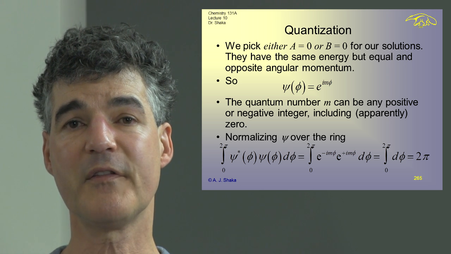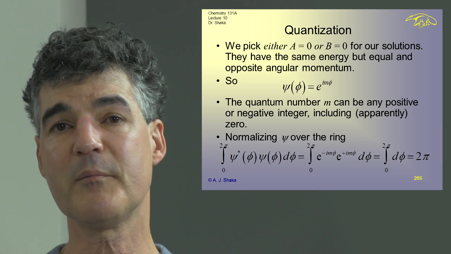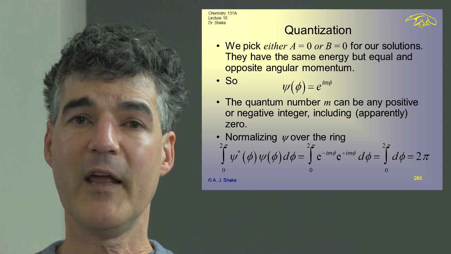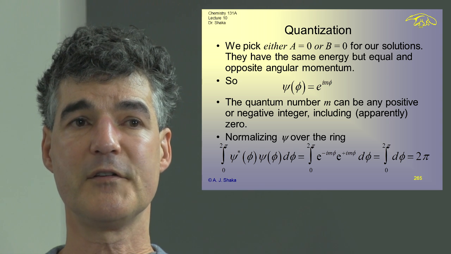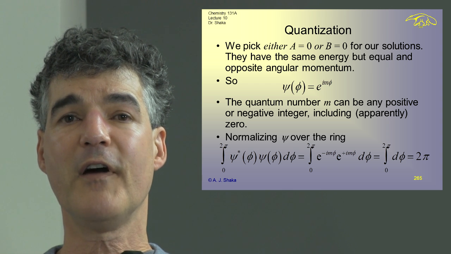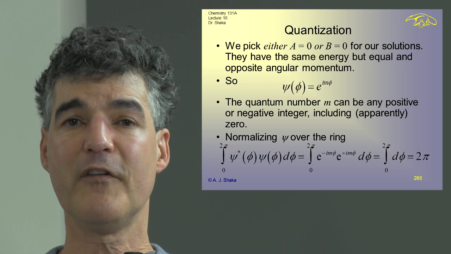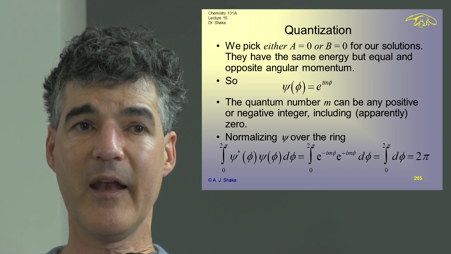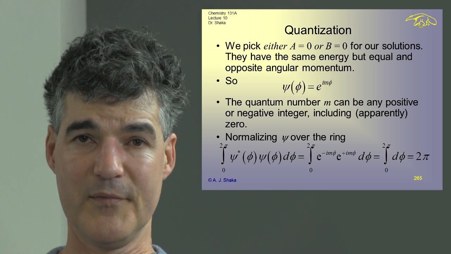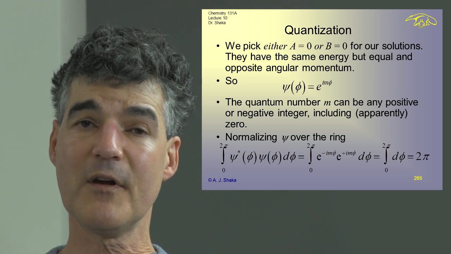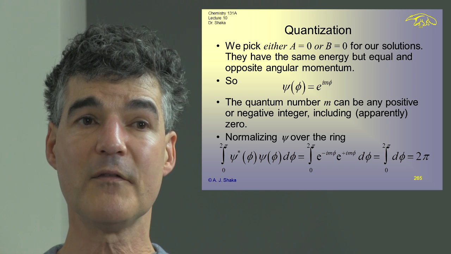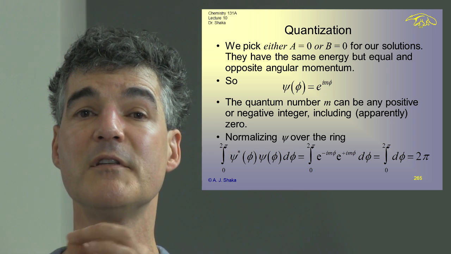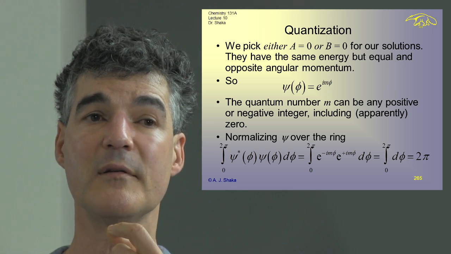And the interpretation then is that the energy is equal, because a particle going this way at some rate and a particle going the other way at some rate have the same kinetic energy. This then is our final solution: e to the i m phi, where m is any positive or negative integer, and apparently 0. It could be 0. Why not? That solves it as well. And that certainly doesn't have a problem. If there's no twist at all, if it's just flat, of course it meets up.